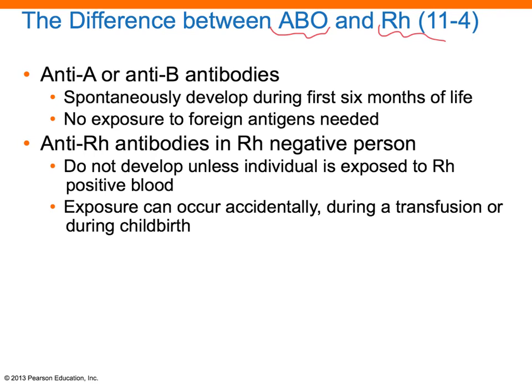But the anti-RH antibodies in a negative person, somebody who tests negative for the RH antigen, they don't have to develop any antibodies against the RH antigen because they don't have the RH antigen. They are negative. So they don't develop the anti-RH antibodies unless a negative person is exposed to RH positive blood. So exposure can occur accidentally during a transfer, but it can also happen during childbirth.